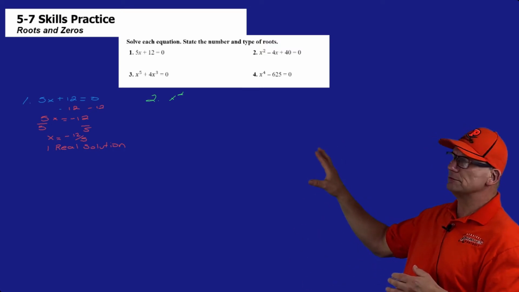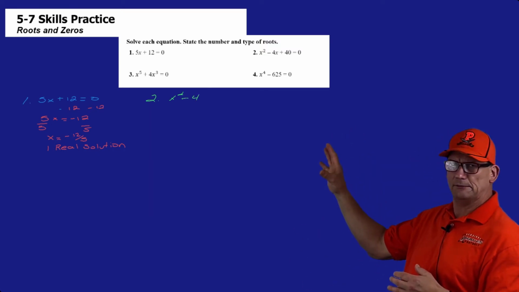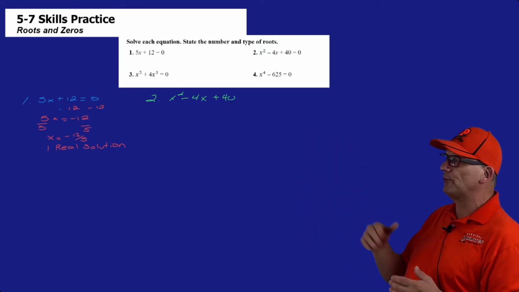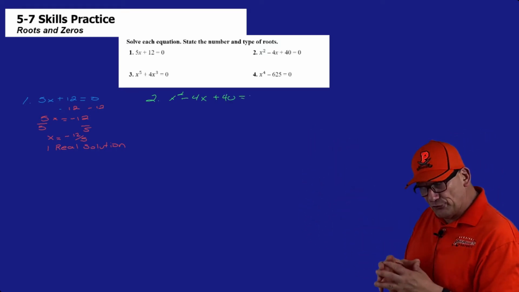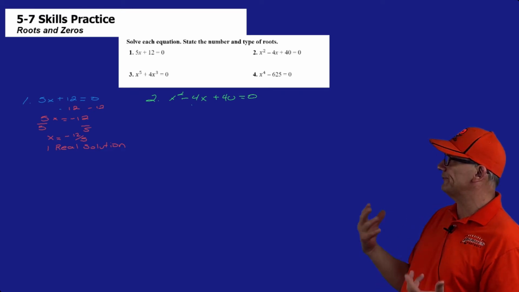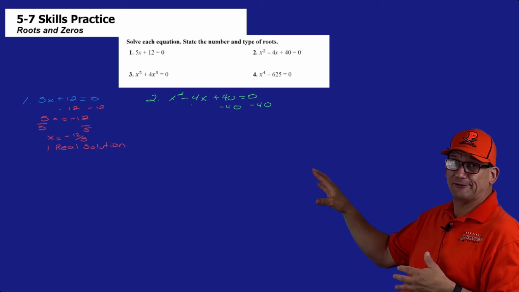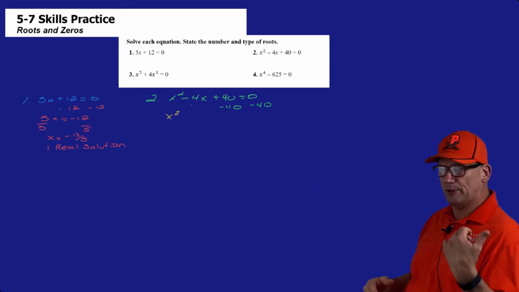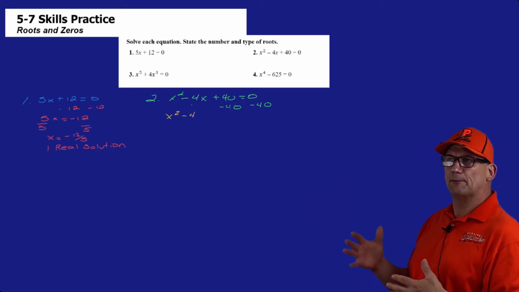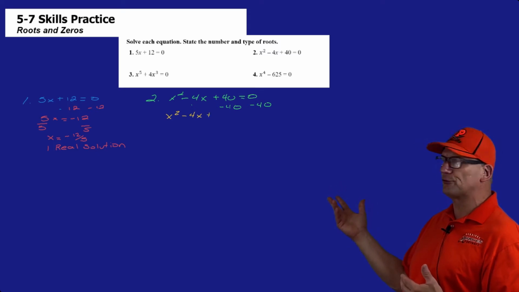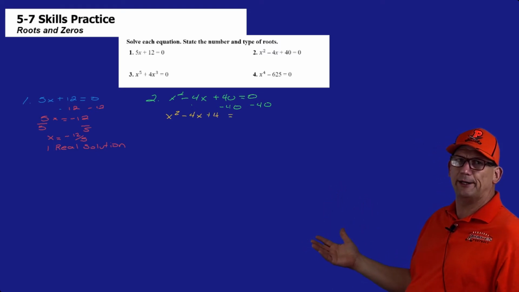Now we should know by looking at the exponent how many solutions we will have. That's what it tells us. So x squared, we're going to have two solutions, right? So we're going to solve this, and what are we going to do? It doesn't factor, so we're going to have to either use the quadratic formula or maybe completing the square. I use completing the square. I like it. I think it's underrated.